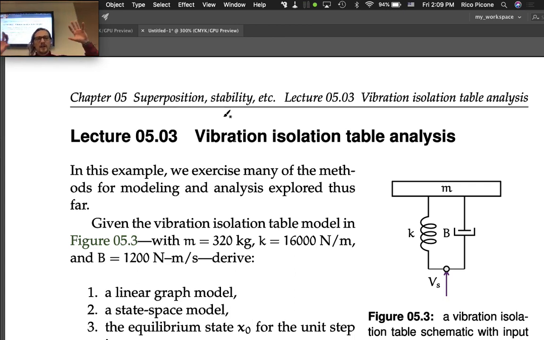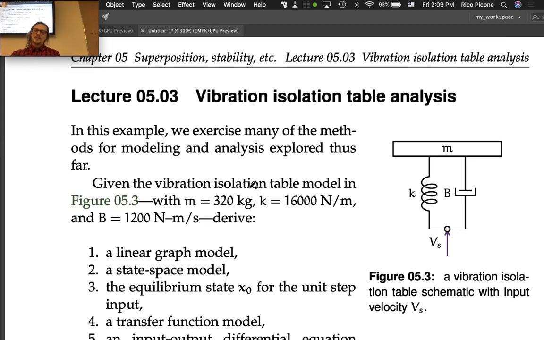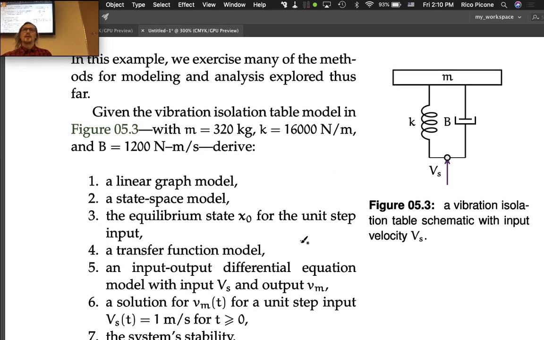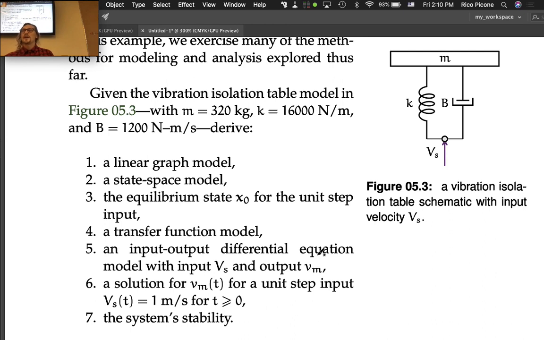We're putting together material from the last semester and this semester. We're going to do a linear graph model, a state space model. We're going to find the equilibrium state for the system given a certain constant input. We're going to find a transfer function model, an input-output differential equation model, and then we're going to solve that differential equation, and we'll comment on the system's stability at the end. So we're going to do a lot of the steps that we've learned thus far in system dynamics analysis, even starting last semester with the linear graph modeling and state space modeling. So we're going to do all of it.